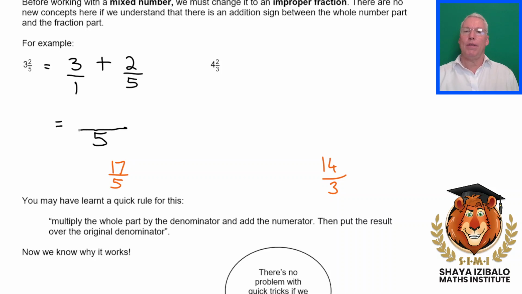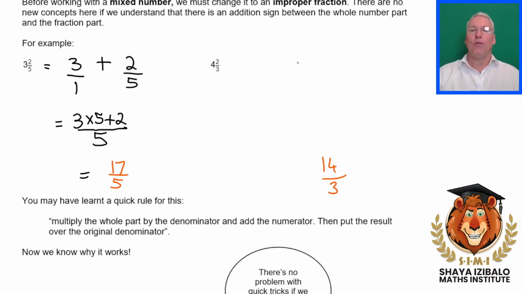These 2/5 are ready to go. 3 over 1 is not in fifths. What must I do to this denominator to make it 5? I must multiply it by 5. So my answer is going to be 3 times 5 plus 2. That 3 times 5 over 5 is what 3 is equal to, and 2 over 5 is there. All right, and now we can see why that little rule works, and we get that answer.